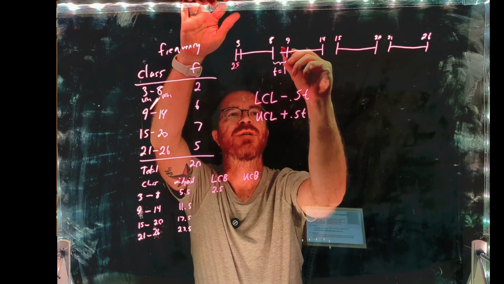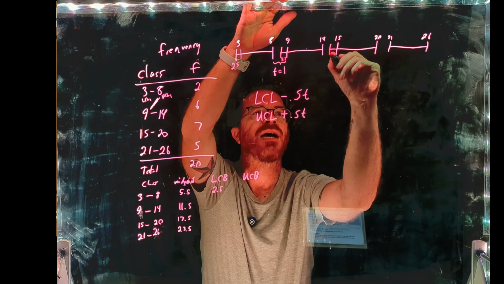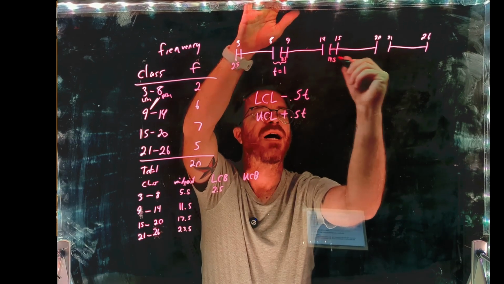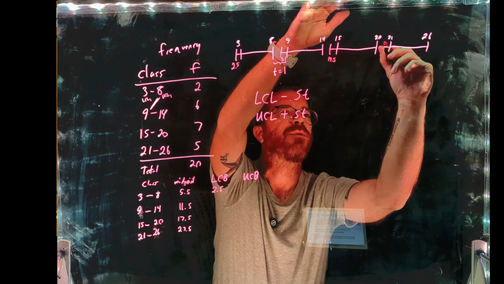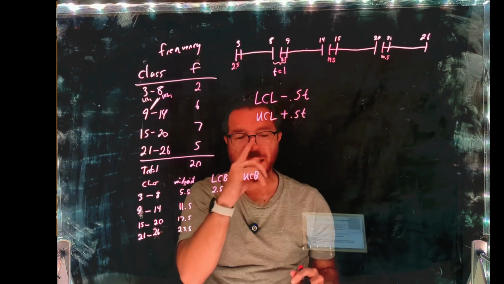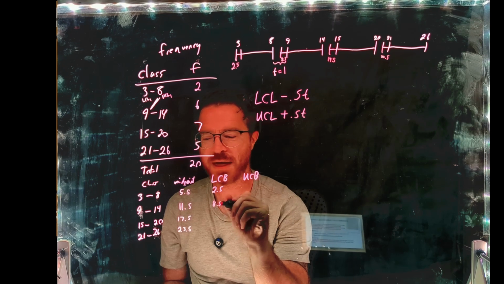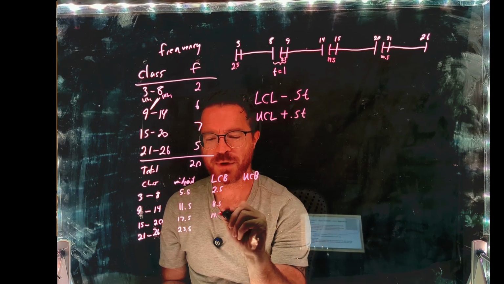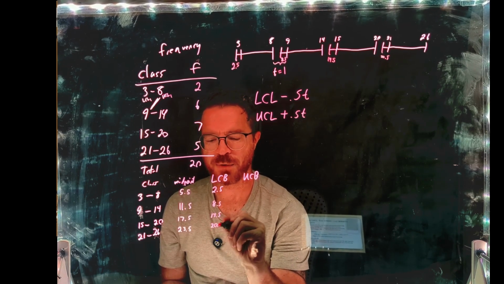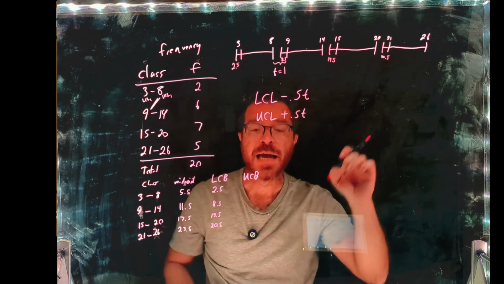For this one, we go down, we get 8.5. For group 3, we go down, we get 14.5. For group 4, we go down, we get 20.5. So we do that for every lower class boundary. So this is going to be 8.5, 14.5, and 20.5.